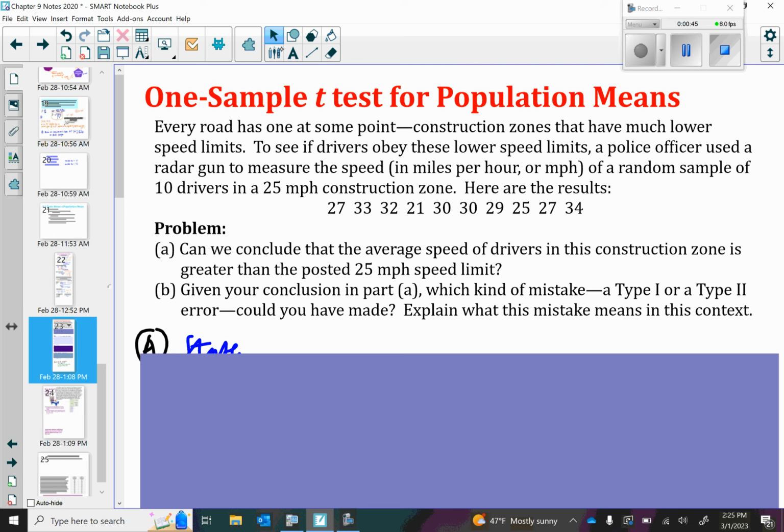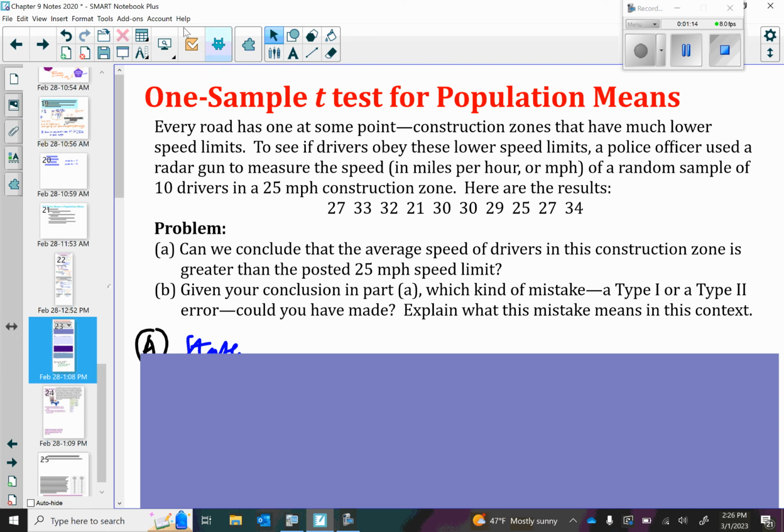Here are our results. First one says, can we conclude that the average speed of the drivers in this construction zone is greater than the posted 25 mile per hour speed limit? And then they ask us, given our conclusion in A, what kind of mistake might we have made, a type 1 or a type 2 error? Of course, in order to answer A, we need to do a significance test.